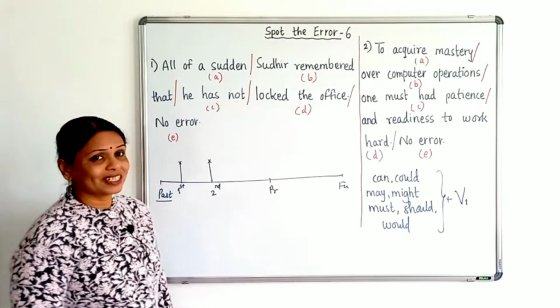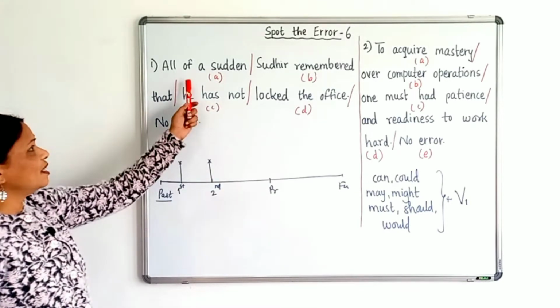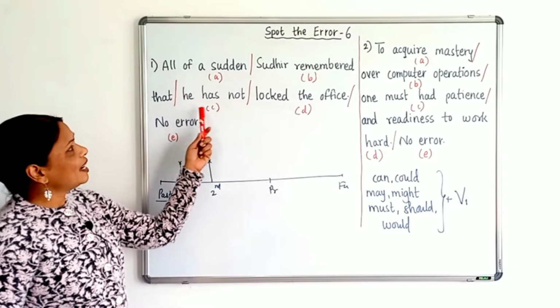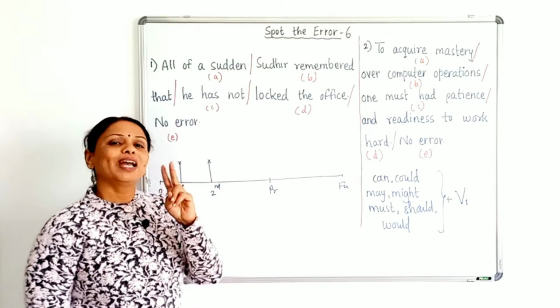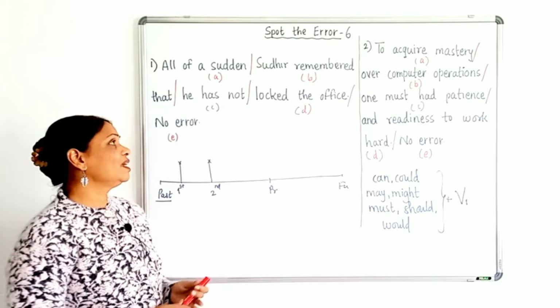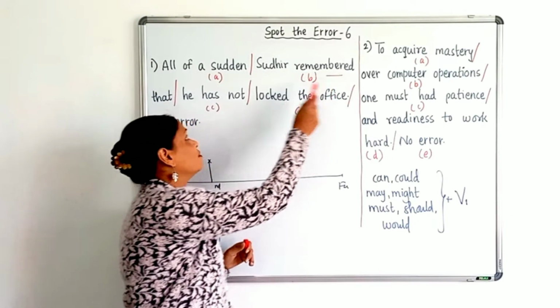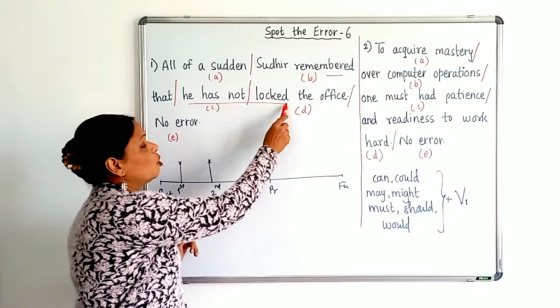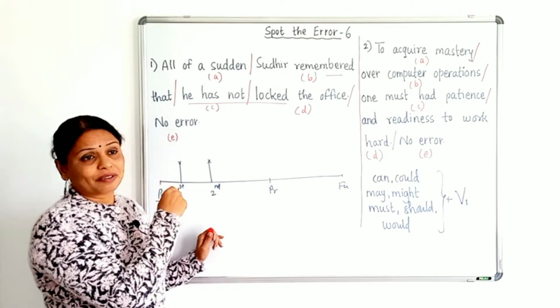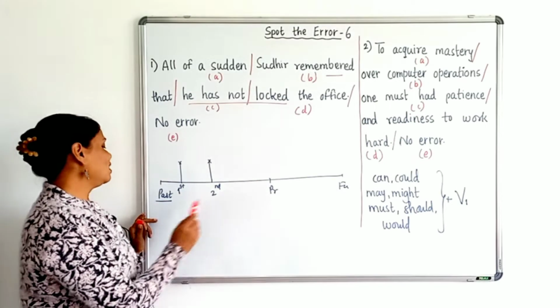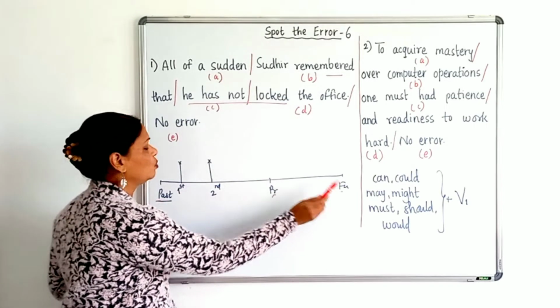Let's see the first sentence. All of a sudden, Sudhir remembered that he has not locked the office, no error. Here, two actions have taken place. One is remembered. The first is has not locked the office. Both the actions have taken place in the past. On a timeline, let's see it. This is the past, present and future.